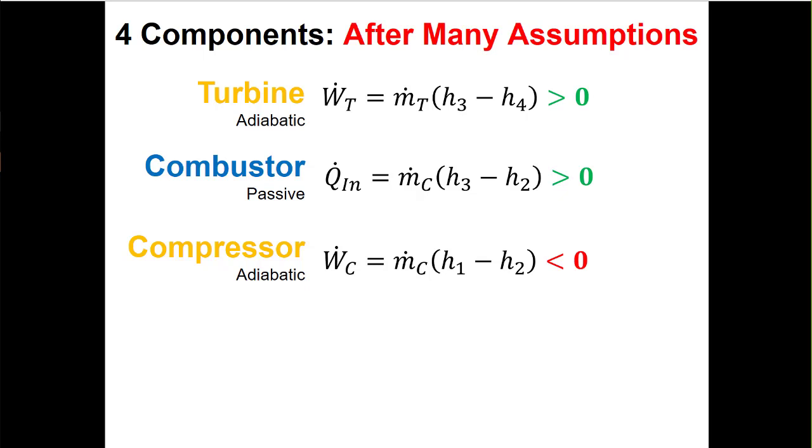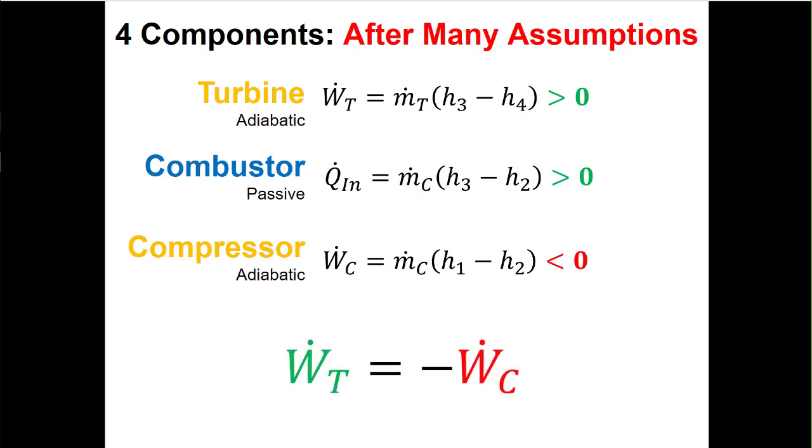So when we do that, we get these equations that hopefully by now we kind of know and love. If we're talking about the turbine, it's going to be m dot times h in minus h out. If we're talking about the compressor, it's also going to be m dot times h in minus h out, but the sign will be negative here. And then the combustor is going to be m dot times h out minus h in. And there we're adding heat, so it's positive.